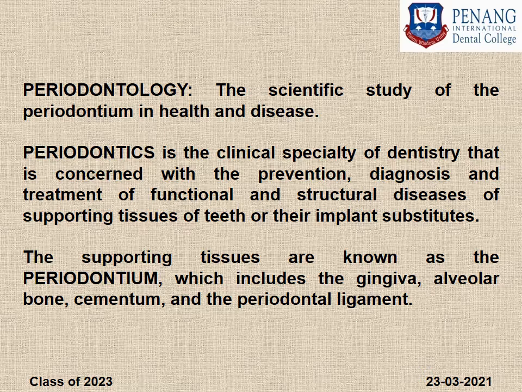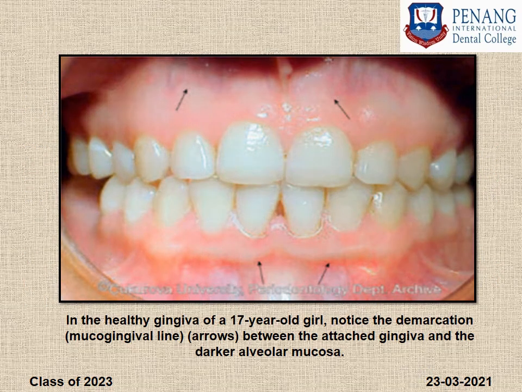So as I told you, the supporting tissues of periodontium include gingiva, alveolar bone, cementum, and periodontal ligament. So all this together constitute your periodontium. So here you can see a healthy gingiva of a 17-year-old girl. You can very clearly find out that the gingiva is a little coral pink color in this individual with a good amount of attached gingiva, mucogingival line, the alveolar mucosa and the interdental papilla. So we will find out what are the other inner aspects of gingiva in the later slides.